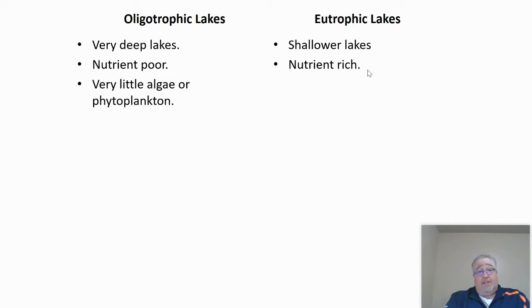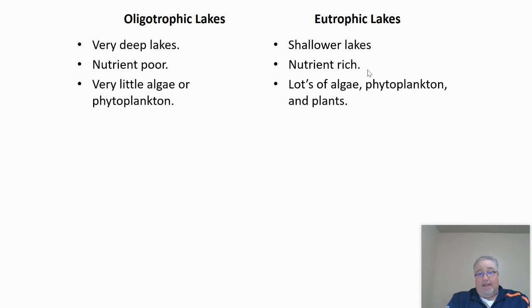Oligotrophic typically has very little algae. Those are plants. So in an oligotrophic lake, we don't have a lot of that. Whereas in a eutrophic lake, they're typically kind of greenish. There's usually a lot of algae, a lot of phytoplankton, and a lot of plant life growing in those lakes. Oligotrophic lakes are usually pretty clear, again, because there's probably not a lot of algae growing in there, whereas eutrophic lakes are usually a little bit more murky.